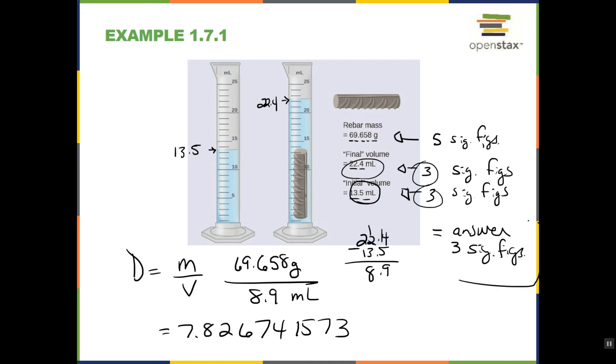But we said how many numbers can we have in our answer? We can only have 3, right? So we got to start with the left, right? We got to count from the left to the right. So we got 1 digit, 2 digits, 3 digits, right? Now this 6 tells me I'm going to round up. My rounding rule is going to round up. So that's going to end up to be 7.83, and that's grams per milliliter, and that would be your accurate answer, right?